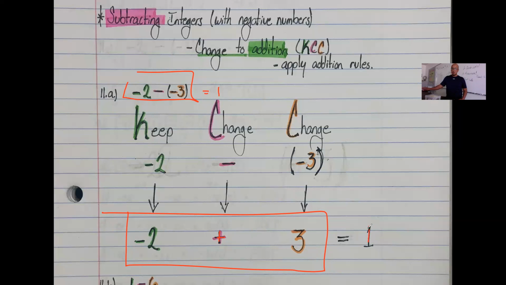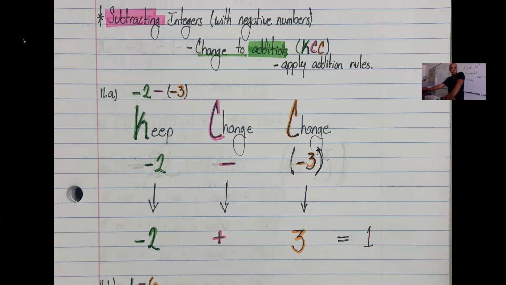The answer is +1. Now, I'm not going to take the time in this video to explain to you why this works, why we can change it from subtraction to addition, but I just need you to believe me. Later on, we may cover the why, but at this point, I just want to teach you how to change the subtraction to addition, since we already know how to add positive and negative numbers. Let's try a different one.